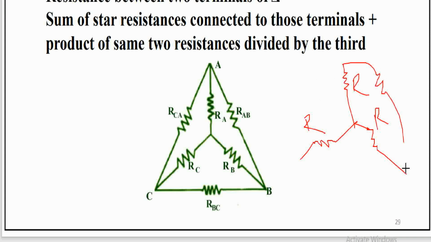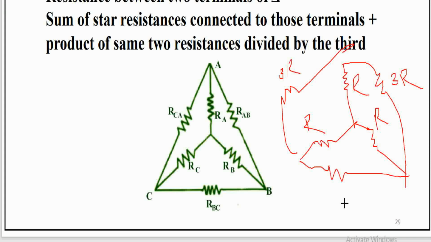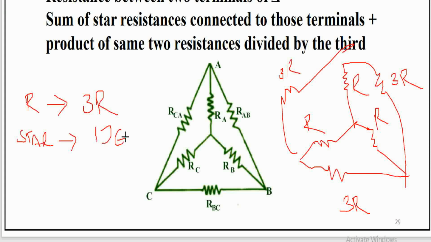So the obtained delta has a resistance of 3R, and here also you will get 3R. So in star to delta, if the star resistance is R, then for delta it is 3 times R. So this is for star and this is for delta. This is the conclusion relation between star and delta. So let us meet in the next class.